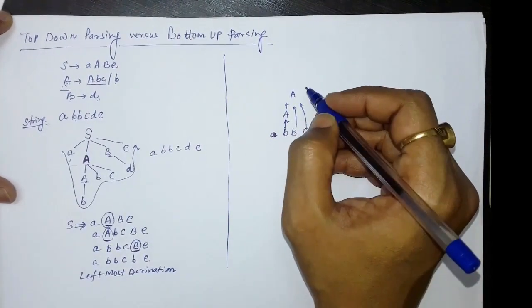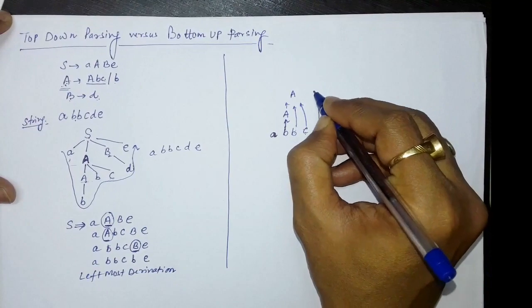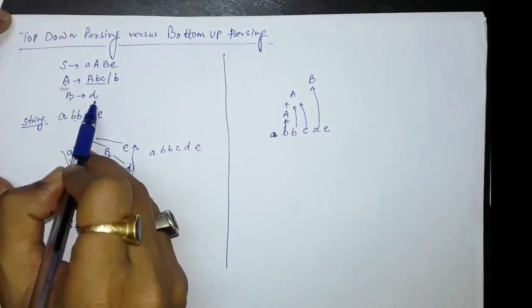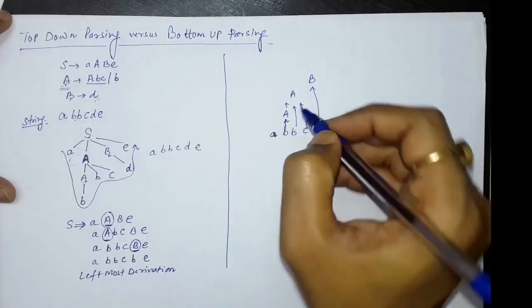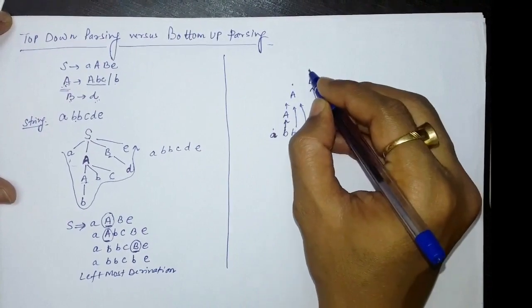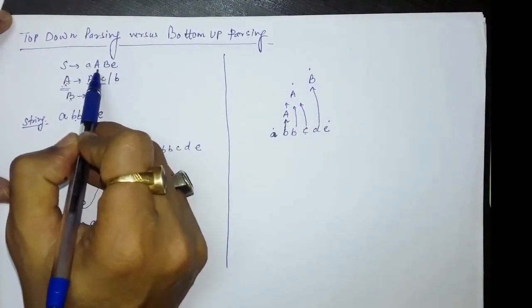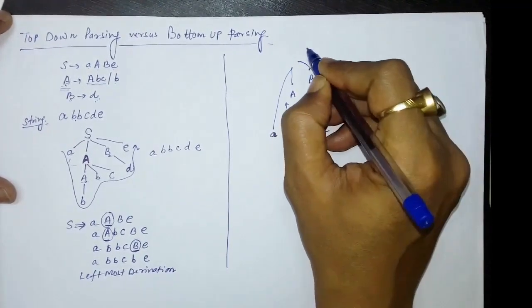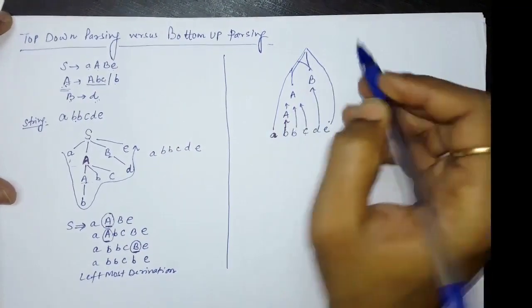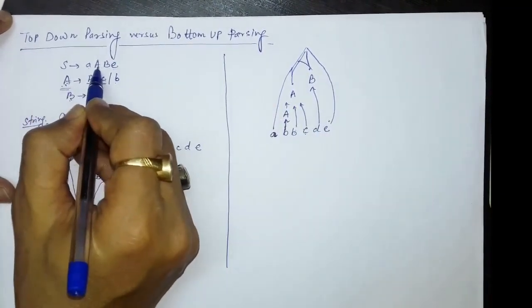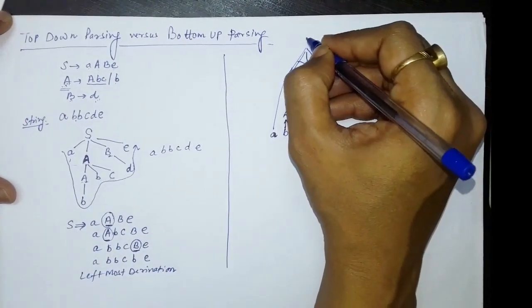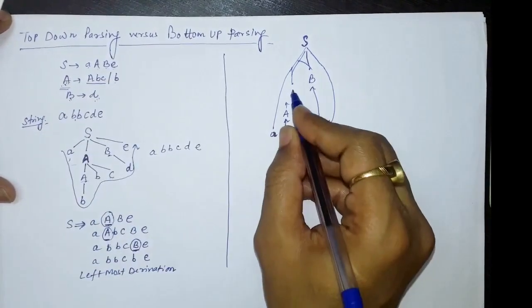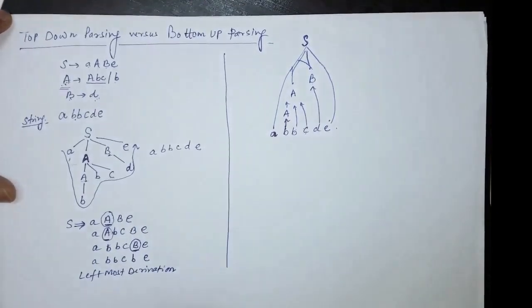Fine. Now after this we can reduce this small d to capital B with the production rule B produces d. Fine. After this we have small a, capital B and small e. So if you see, we have all these symbols of the right hand side of the first production, S produces small a, capital B, small e. So we can reduce it to the start symbol. We can reduce it to the start symbol.